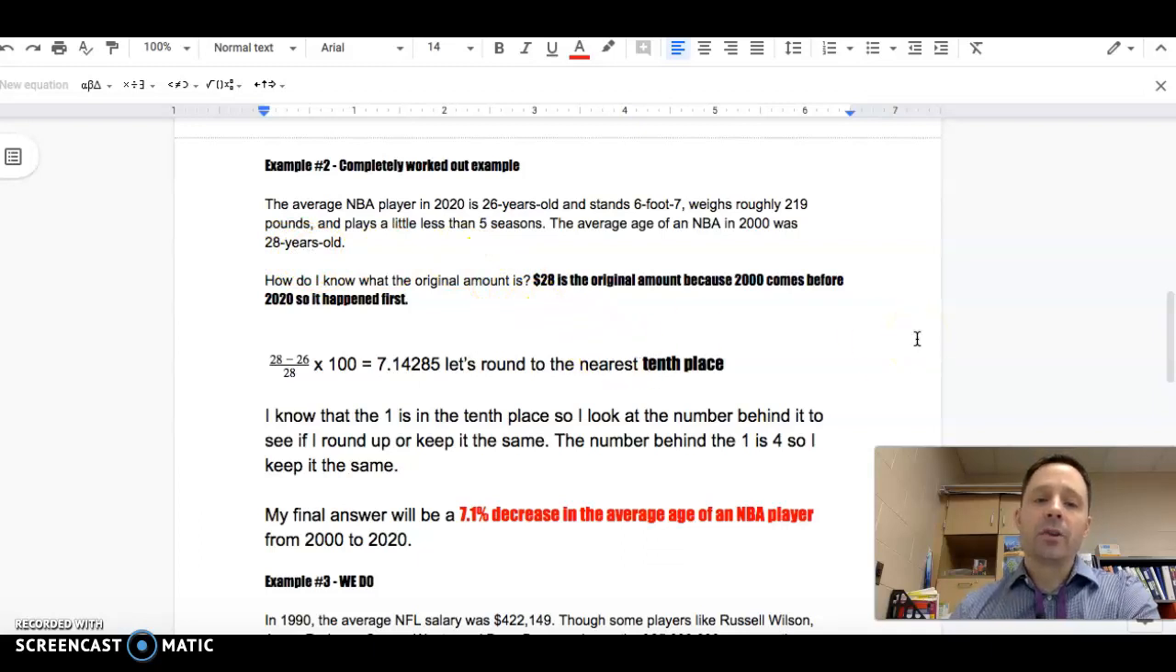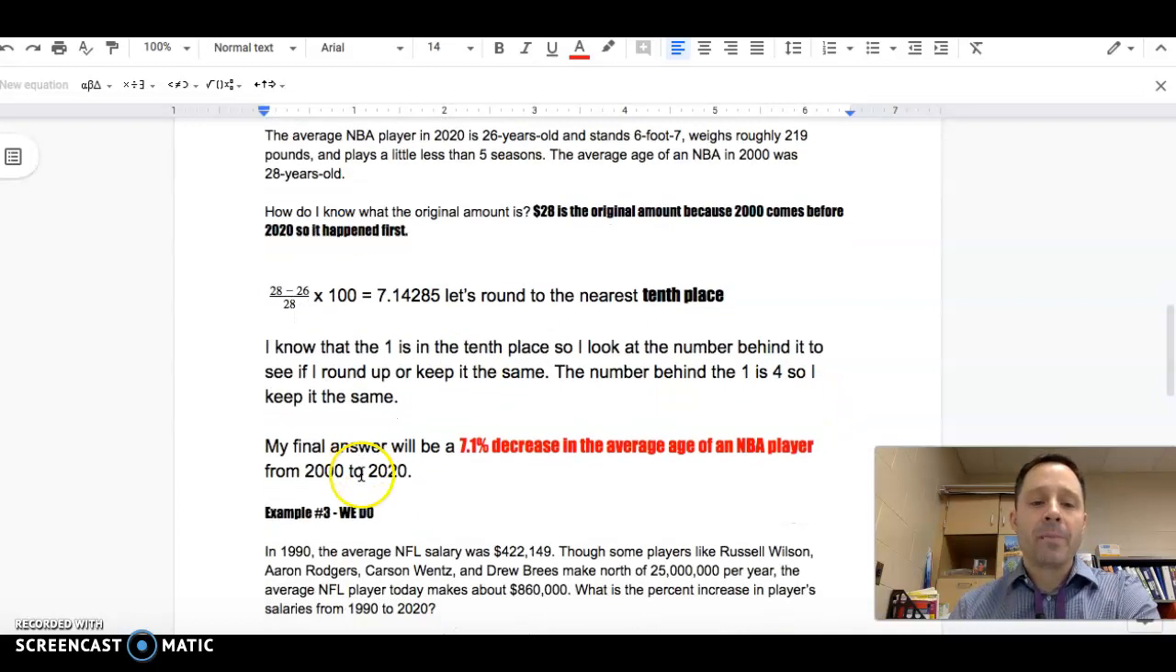How do I know what the original amount is? 28 is the original amount because the year 2000 comes before 2020, so it happened first. So again, take my two numbers, a bigger one, subtract from my smaller one, and I get 28 minus 26, and then I divide it by the original amount, which was 28, because that's the year 2000, it happens before 2020, times it by 100. I get a little nicer decimal this time. This one actually terminates.